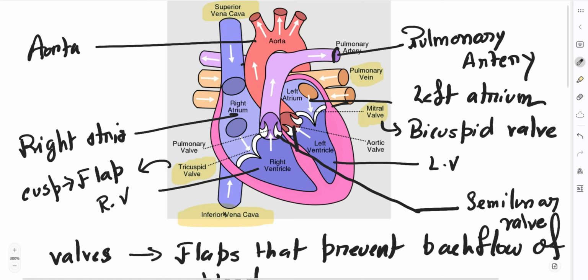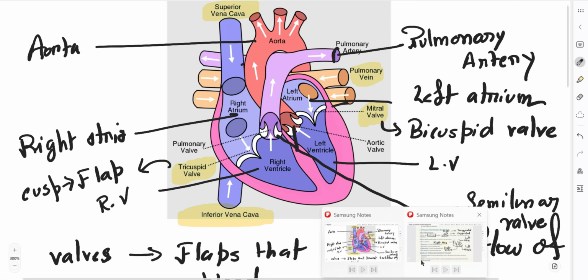So this is the basic structure of the heart. We identified its structure, right? We talked a little bit about circulation, not in detail yet, but the main goal is to identify it. And we also differentiated that the right side of the heart contains deoxygenated blood, and the left side contains oxygenated blood.